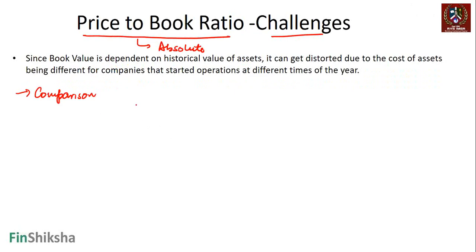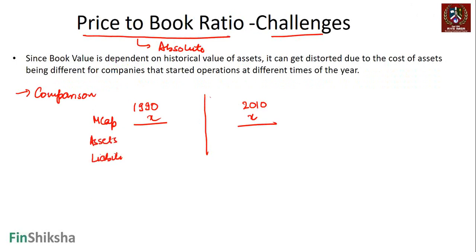Now, when you compare it, let's assume two companies, same size, same business, started business operations in 2 different years, right? Now, if they have the same size and same business, they might actually have the same market capitalization, which might be X and X, but their assets versus liabilities number might be slightly different.